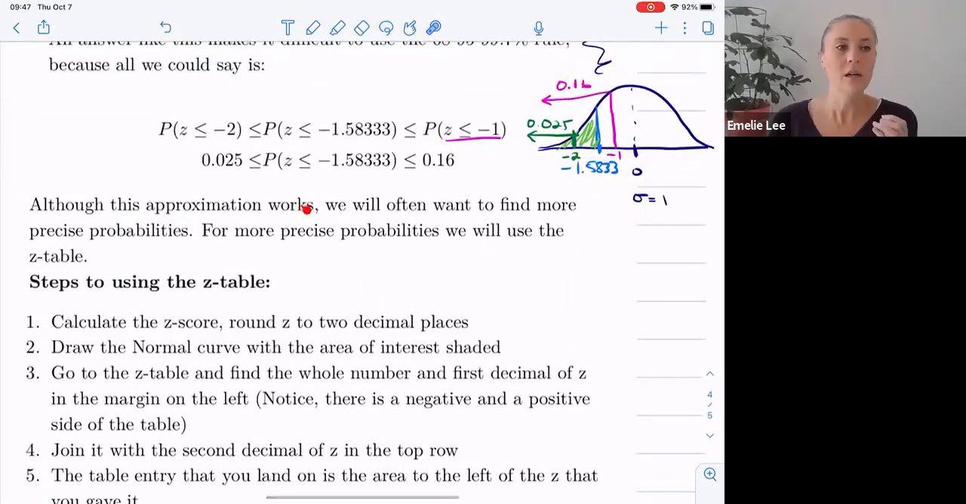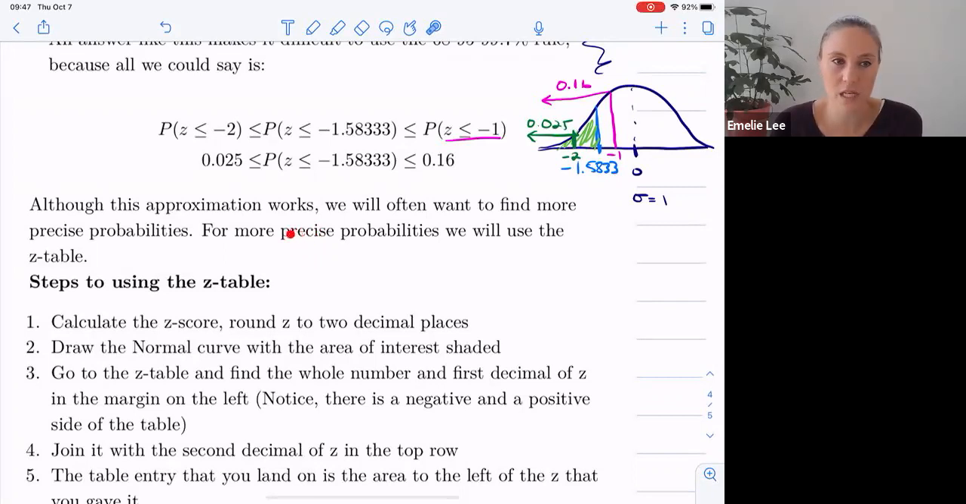Okay. So like I said, this approximation works. That's fine if you are comfortable reporting that to your boss, but it might be a little risky, right? So for more precise probabilities, we are going to use what's called a Z table.